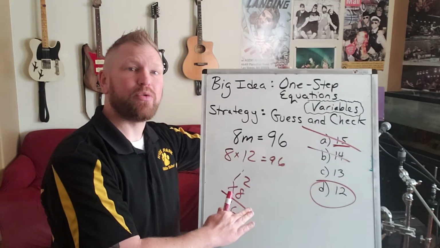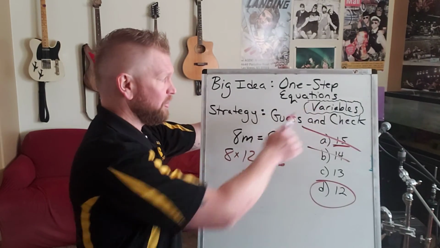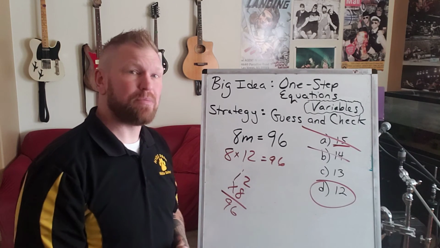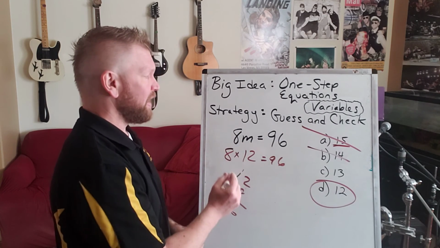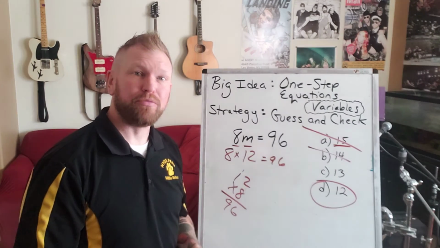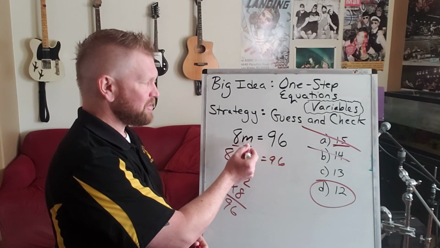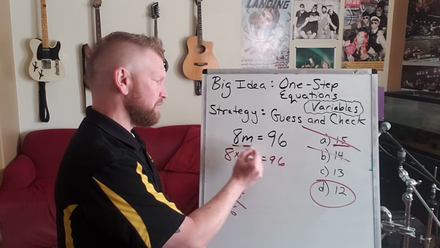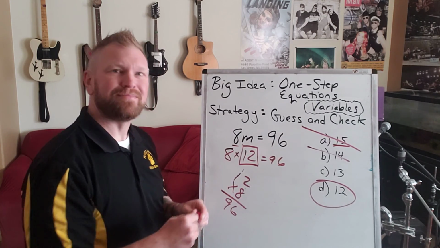So this was a one-step equation where it had a variable. The variable is m, and the m actually represented the number 12. Again, when you have a number and a variable right next to each other, that signifies that we're multiplying. So 8 multiplied by this number equals 96. The missing number was 12. There you go.